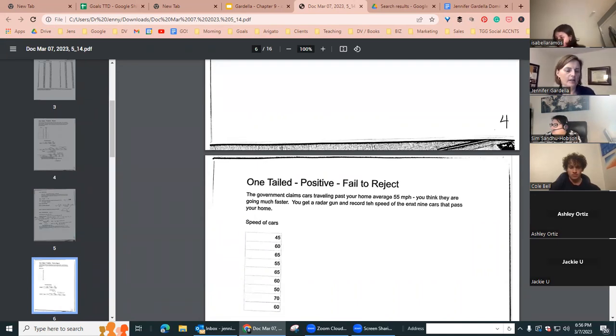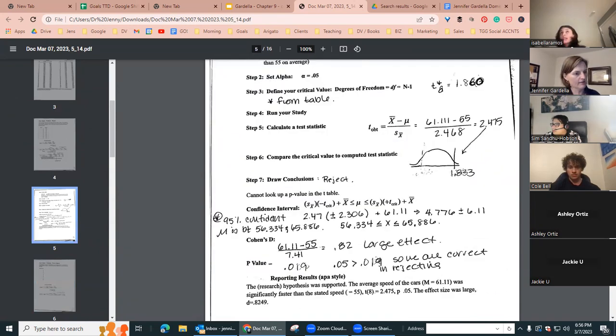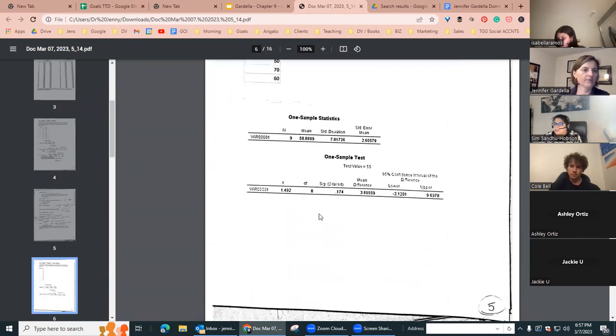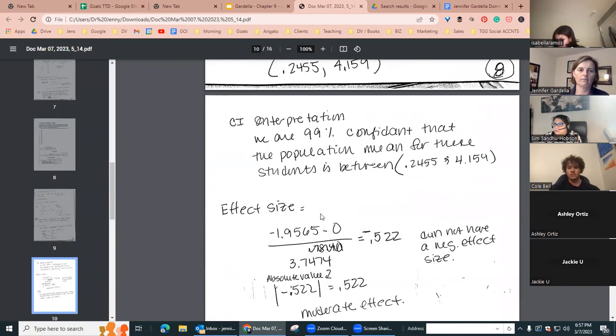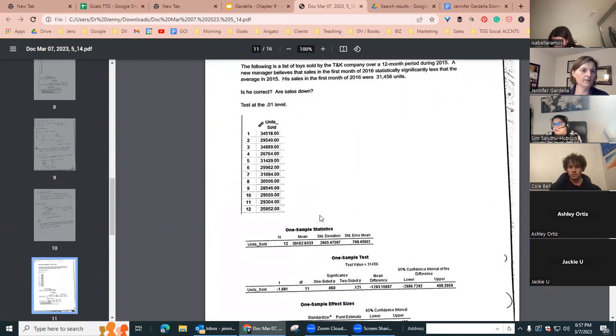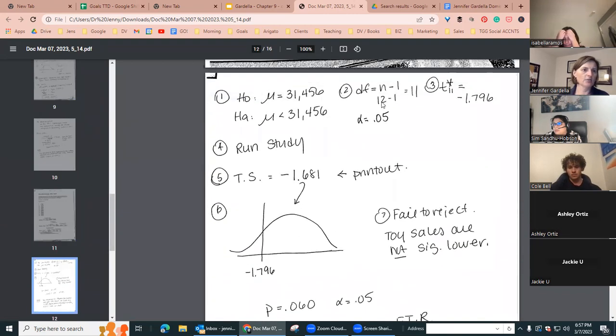So this is one tail, positive, fail to reject. I'm just double checking my test statistic for you guys. Oh, I can do that right here too. Let me go back to it so I don't confuse anybody. Fail to reject. Okay, so I said here to run it with 11 degrees of freedom, one-tailed.